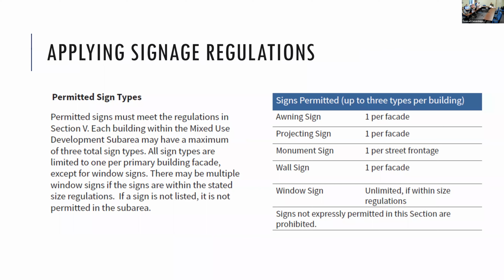And then this is just an example of the signage regulations that are specific to each of the sub areas. So again, in this sub area, these are the signs that are permitted, and you're allowed up to 3 types per building. So there are the stipulations, and then there are the actual associated regulations of size that apply to these as well.